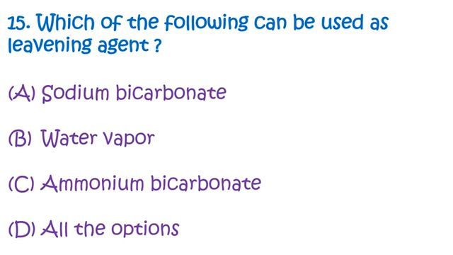Question number 15. Which of the following can be used as a leavening agent? Options are option A, sodium bicarbonate; option B, water vapor; option C, ammonium bicarbonate; option D, all of the options. And the correct answer is option D, all of the options.